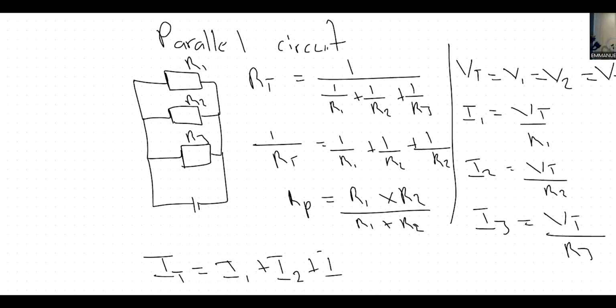So this is the concept that you're supposed to know when it comes to the series circuit and the parallel circuit. You can use these formulas that I gave you for the series and these formulas for the parallel to do any example given in your textbook or any example which will come in your exam.